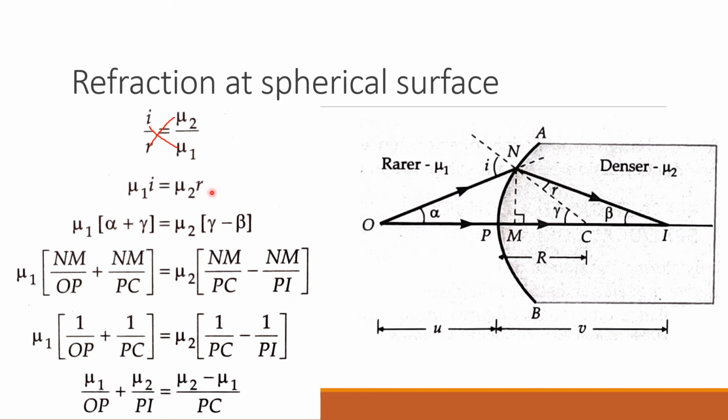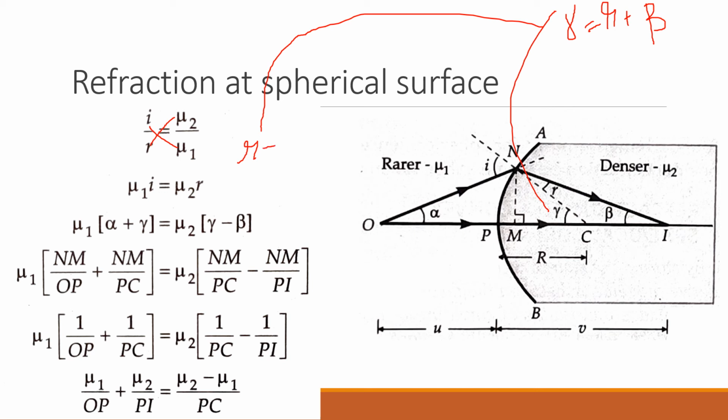Similarly, for the case of r, for the r also I have derived. See, gamma is your exterior angle. Gamma equals the sum of the two opposite interior angles, r plus beta. Fine. So from here I can also write r as gamma minus beta. So this one I have written here. Instead of r I have written gamma minus beta.